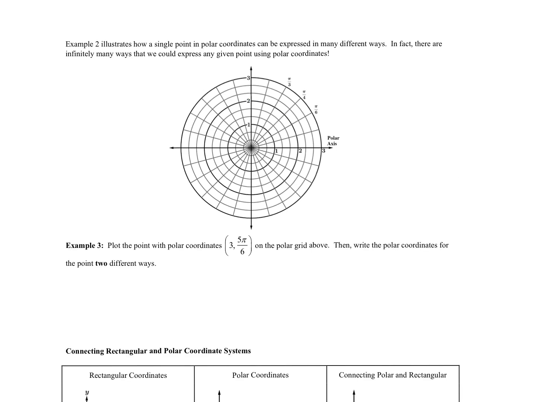And so now we're going to find out different ones. So now I have 3 comma 5 pi over 6. So let's graph it first. Where's 5 pi over 6 at? In the second quadrant, and then it goes out 3. And so I'm right here. Now, let's come up with 2 different ones, or 3 different ones. How else can I get to that point?